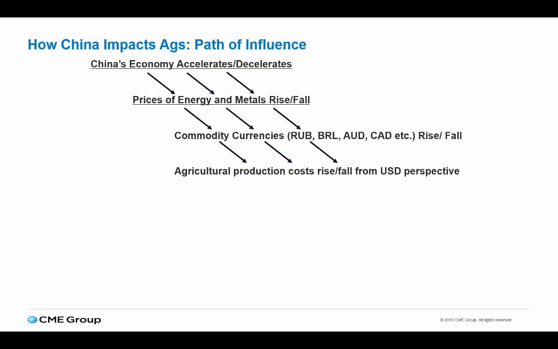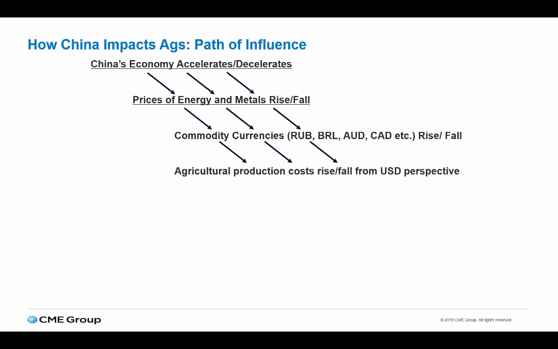So the hypothesis here is that when China's economic growth accelerates, it causes the price of energy and metals to rise. That in turn causes the currencies of places like Russia, Brazil, Australia, and Canada to rise as well. And if their currencies rise, that increases the cost of production for their farmers when seen from a US dollar perspective. And as that production cost rises, it puts a higher floor in the price of agricultural goods.